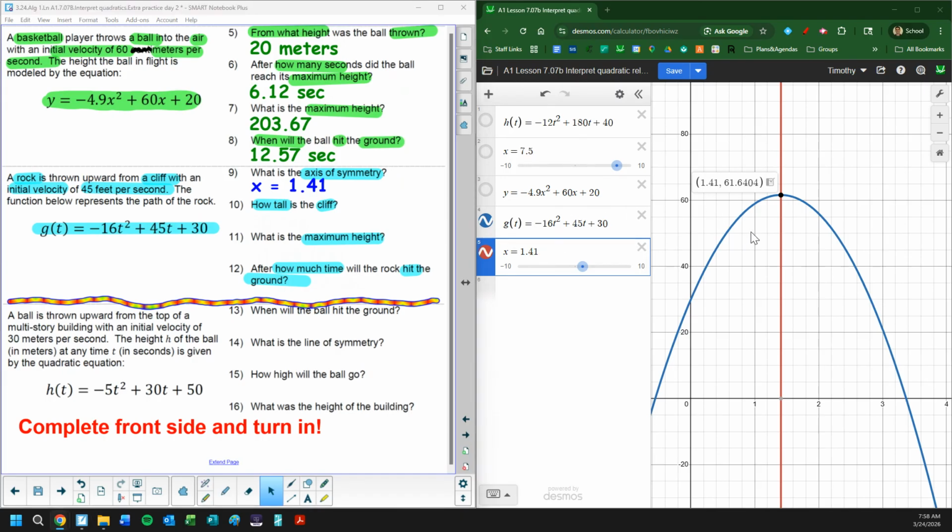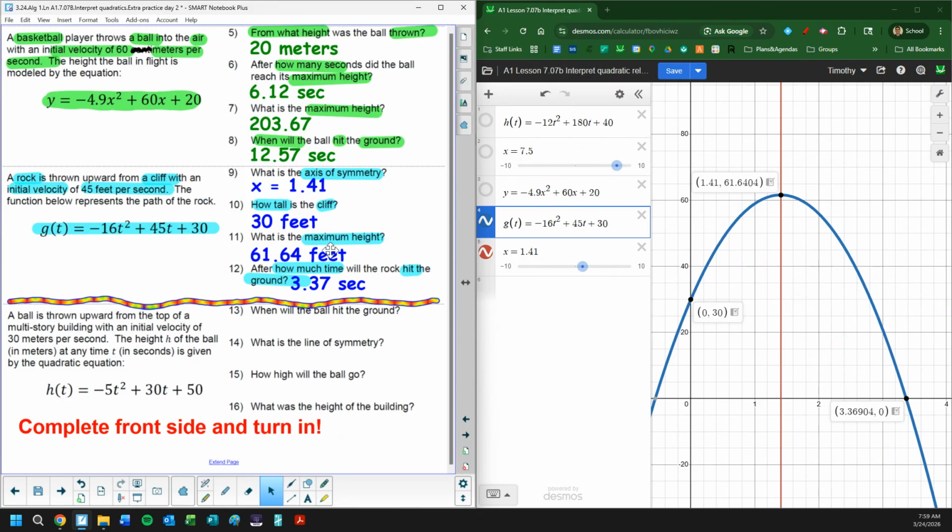Now I'm going to come back and re-click on the other points, and then we'll answer each individual question. Next question says, how tall is the cliff? So where are we looking on the graph? We're not looking at the x-intercept, we'll be looking at the y-intercept, which appears to be 30 feet from where the rock was thrown, 30 feet above the water. What is the maximum height? Okay, vertex again, so we're looking now not at the time but the height, 61 and 64/100ths feet. And last but not least, when will it hit the ground? About 3 and 37/100ths seconds.